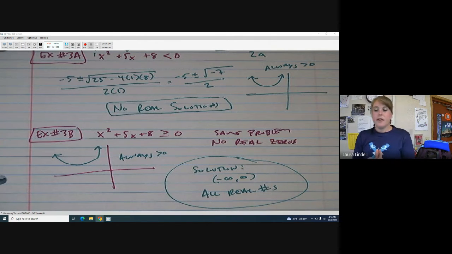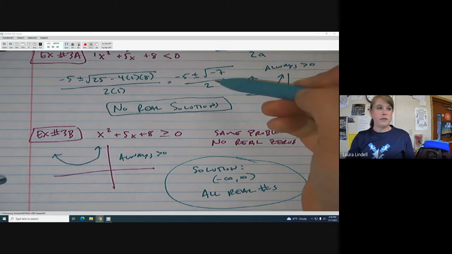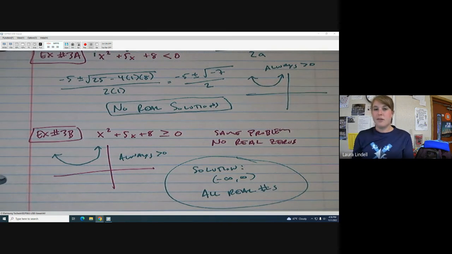Okay. That's the only somewhat confusing case that we might run into there, because a lot of people are tempted to say, if there's no real zeros, there mustn't be a real solution, which is sometimes true, but also, as in the case of 3b, not always true.